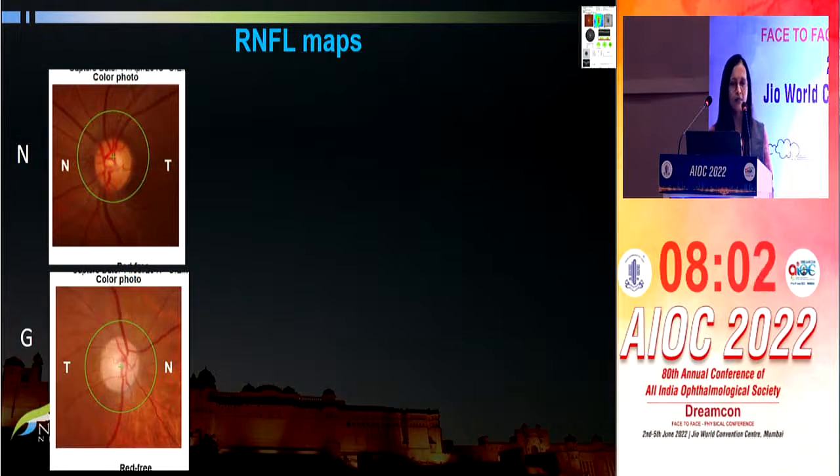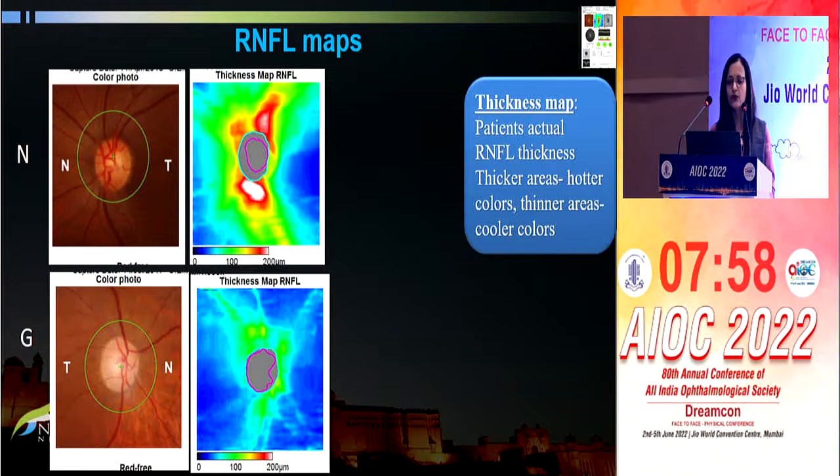Now, all OCT printouts give us the RNFL maps. So this is a thickness map of the RNFL, which tells you the actual RNFL thickness of the patient. The hotter areas suggest the thicker areas, and thinner areas are suggested by the cooler colors. So you can see the top one, a normal patient, and the bottom one is a glaucoma patient.